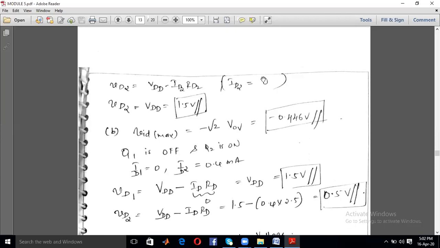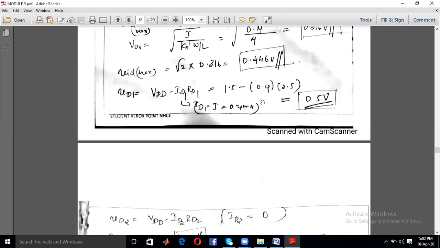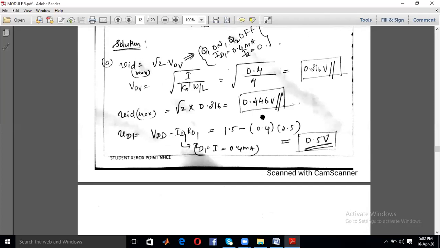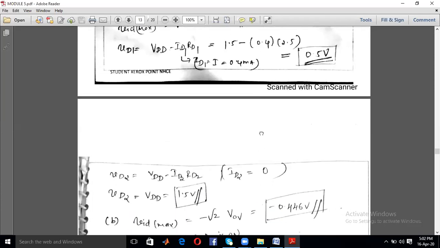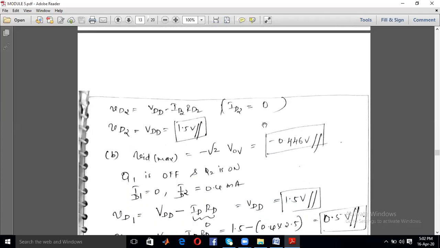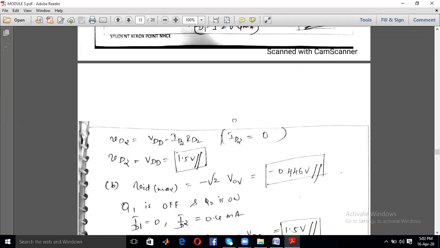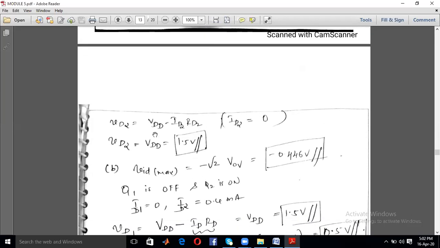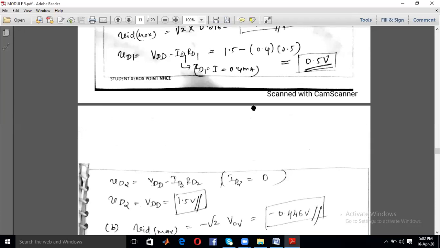Understood? So just observe the two cases. One case was Q1 on, Q2 off. The second case was Q1 off and Q2 on. So by observing the output voltages, in the first case VD1 is 0.5 and VD2 is 1.5.